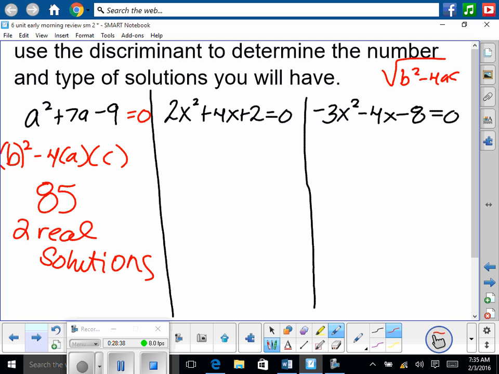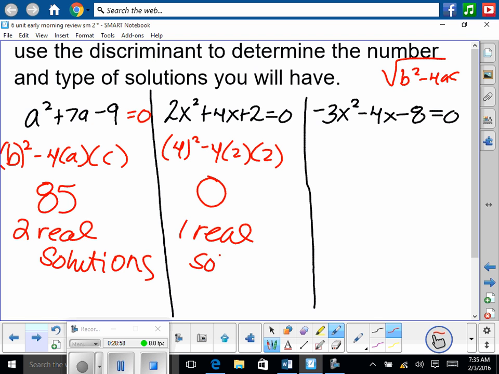Okay, with this one, what's my discriminant? So 4 squared minus 4 times 2 times 2, b squared minus 4 times a times c. What do we get? 0. 0. So what's our answer? 1 real solution. Because the square root of 0 is 0, and plus and minus 0, because the quadratic formula, that's where our 2 solutions come from. And plus and minus 0 is the same thing.